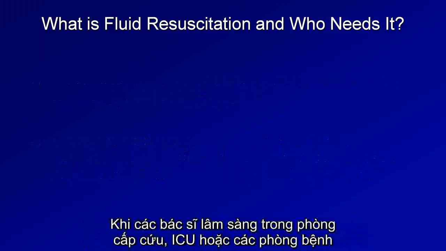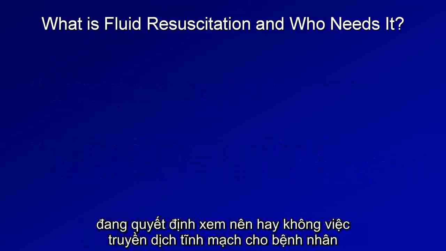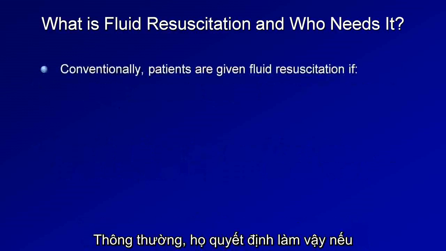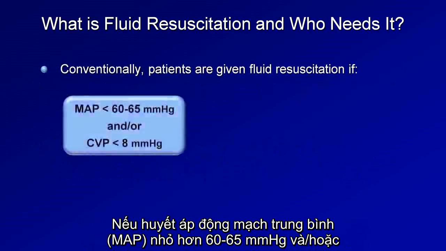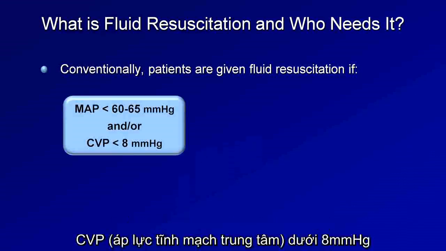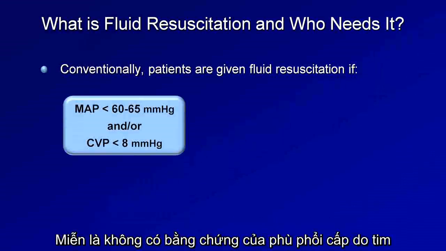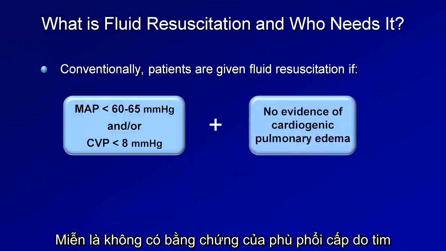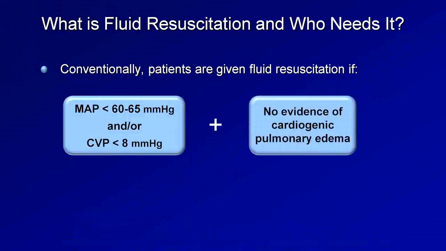When a clinician in the ER, ICU, or hospital wards is deciding whether or not a patient should receive IV fluids, conventionally, they decide to do so if the mean arterial pressure is less than 60 to 65 millimeters of mercury and/or the CVP is less than 8, provided that there is no evidence of cardiogenic pulmonary edema.